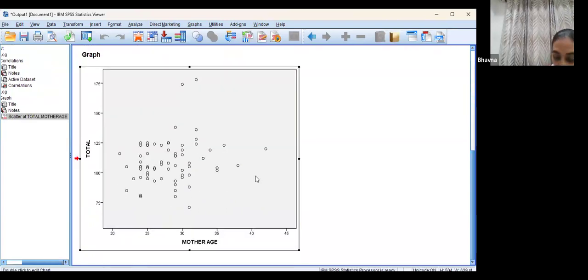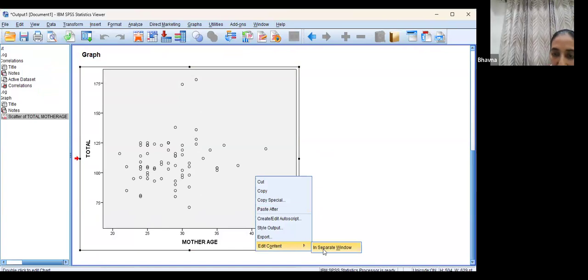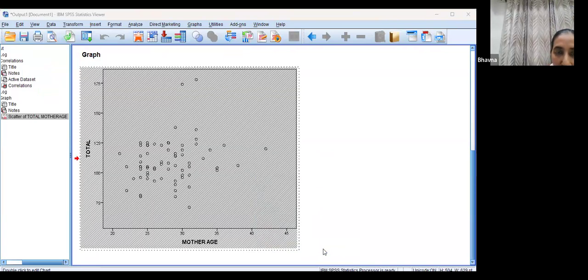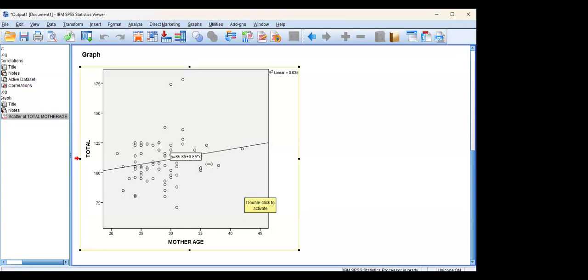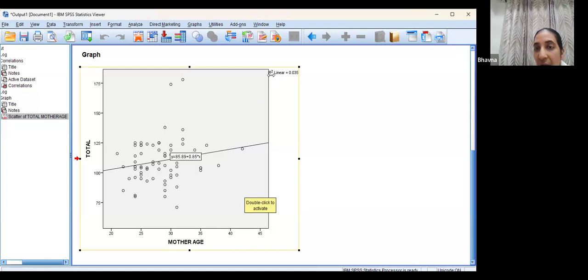Now what do we do? I'll go to edit content in separate window. I don't think it is visible to you. I'll try to edit this content. Is this line visible? Can you see a line on the data with a regression equation at the center? Yes, ma'am. Good. So look at this, R square. R square is 0.03.